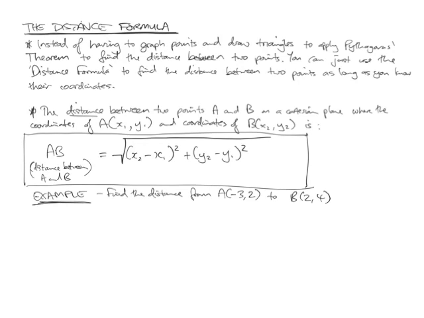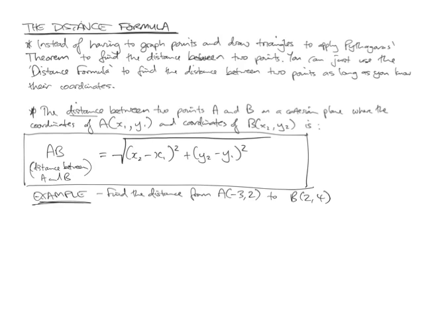This one's about the distance formula. So in your previous exercises you've had to graph points and draw triangles through them to apply Pythagoras' theorem, and that'll let you find the distance between the 2 points because, if they're diagonal, they'll usually form the hypotenuse of the right angle triangle.